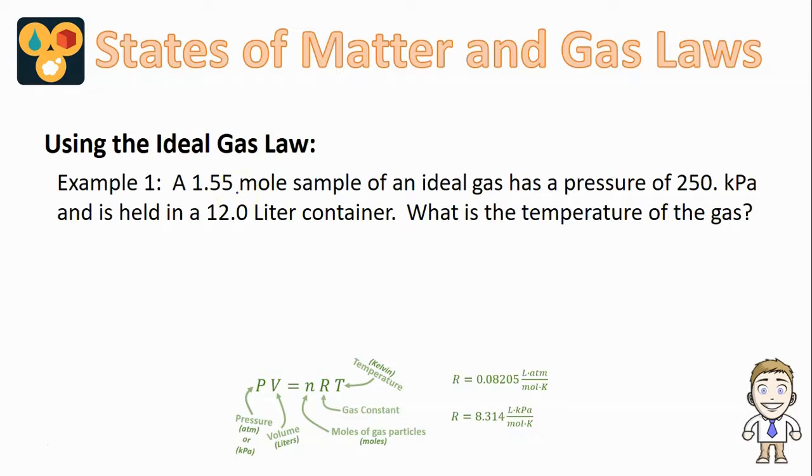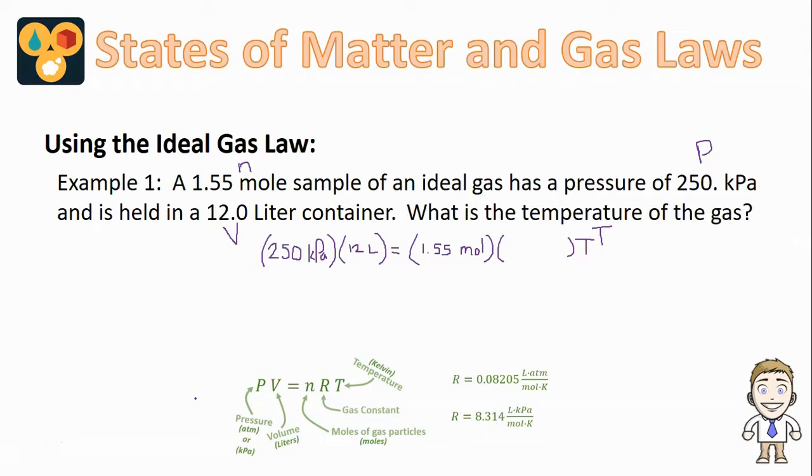A 1.55 mole sample, okay, so there's moles, that's my lowercase n, of an ideal gas has a pressure of 250 kPa. So that's going to be P. It is held in a 12-liter container. So liters, of course, is volume. What it's asking me to solve for here is the temperature, so T.